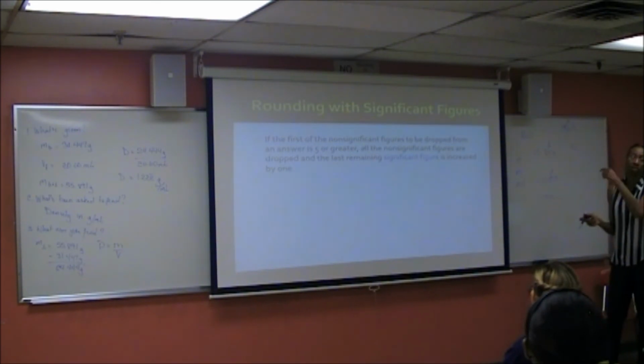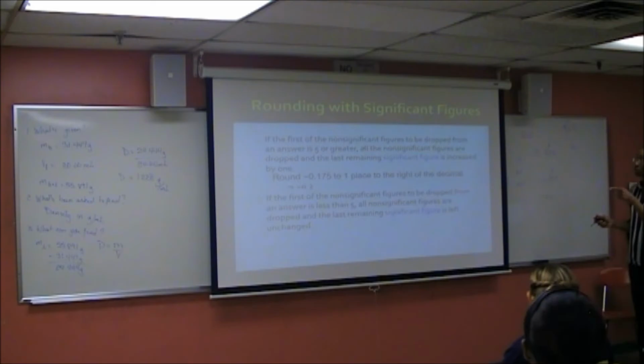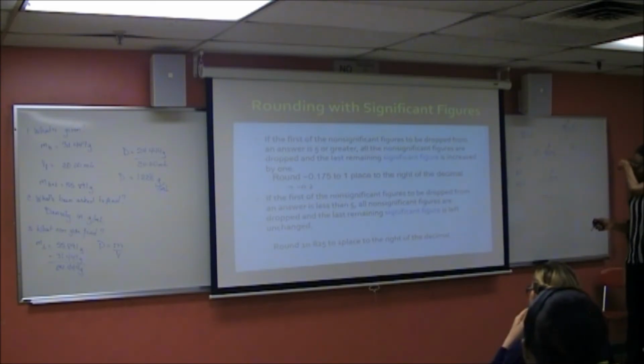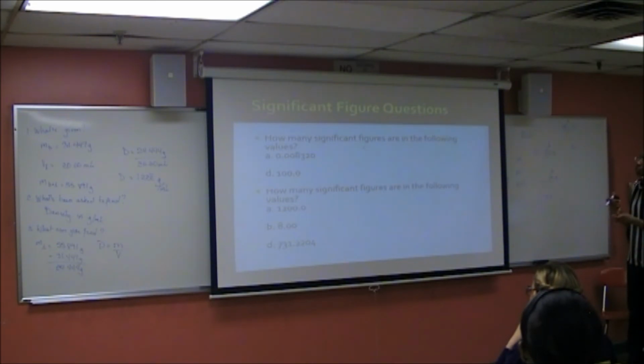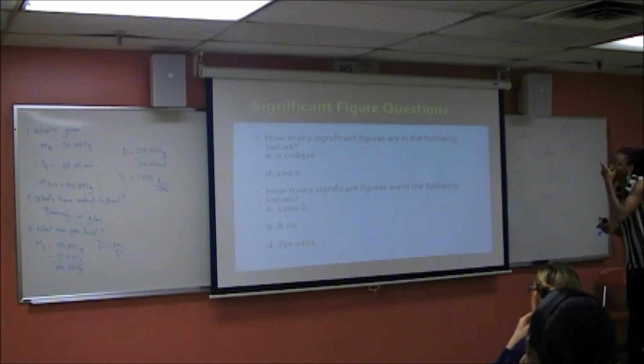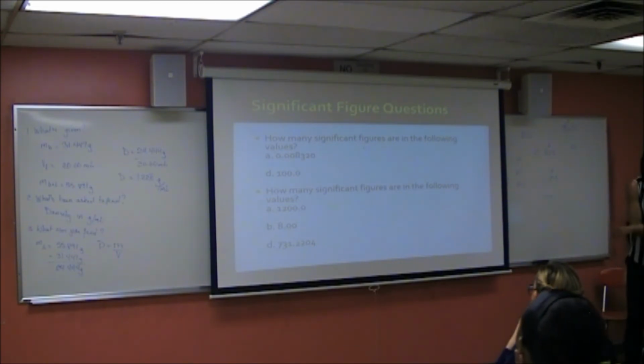Okay, rounding, what we talked about. If you have 5 or above, you round up. Anything below 5, you drop it. So here, we're going to have some questions. How many significant figures are in the following values? 4.